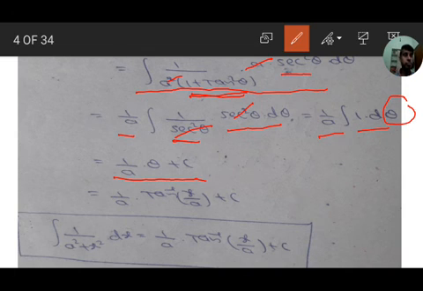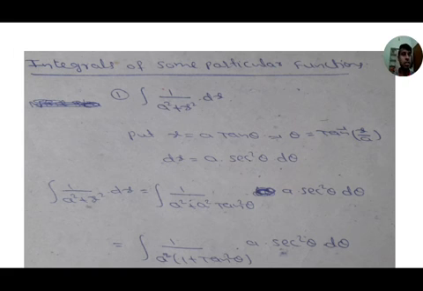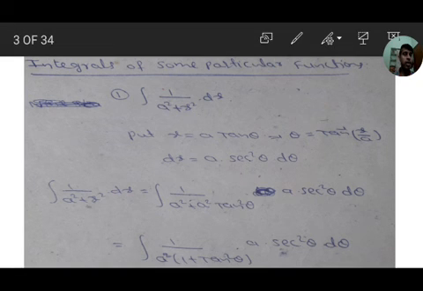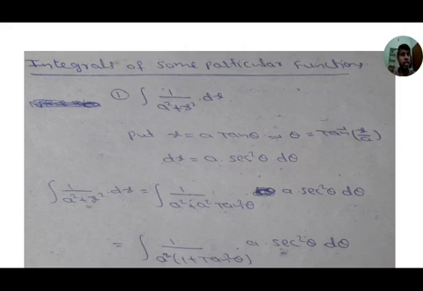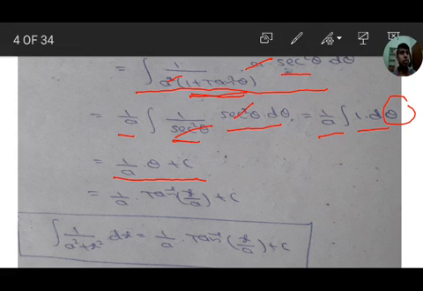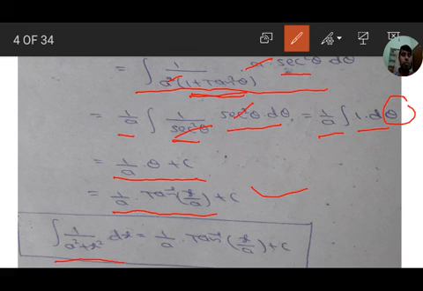What is theta? x equal to a into tan theta. Therefore tan theta equals x by a. Theta equals tan inverse x by a. That is the theta value. We have to substitute it in the theta place. So theta equals tan inverse x by a. So 1 by a into tan inverse x by a plus c. Therefore integration 1 by a square plus x square dx equals 1 by a into tan inverse x by a plus c.